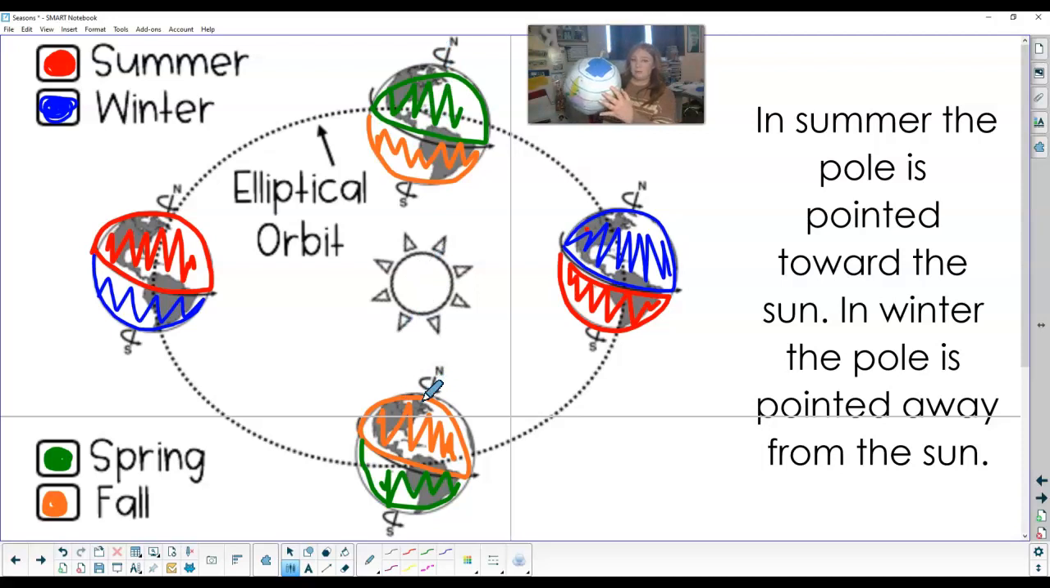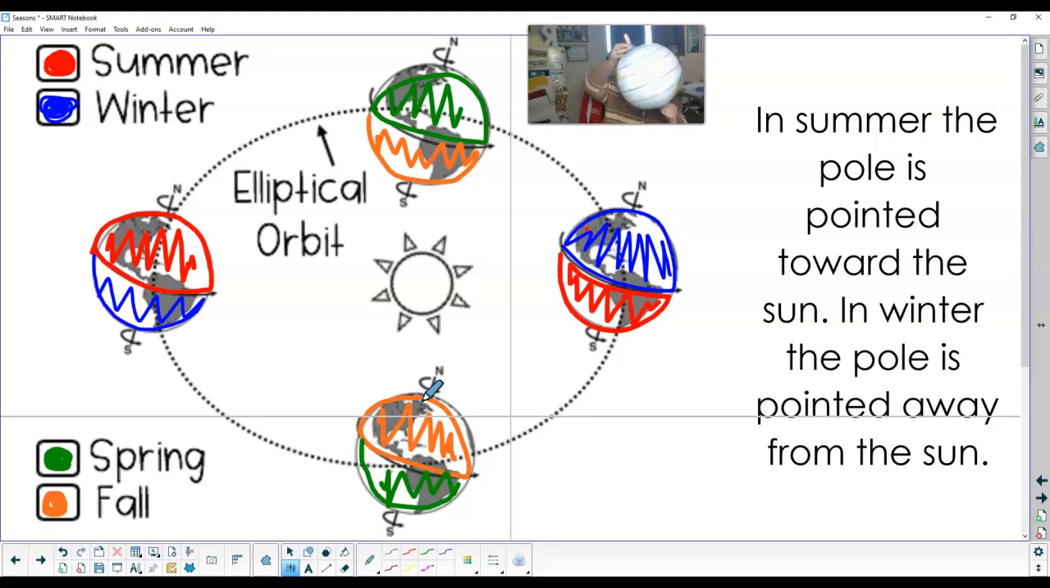Pointed toward it makes summer, pointed away makes winter, but it's the opposite for the other half of the earth. So if we're pointed toward the sun, then back here is pointed away, so it'd be having winter, summer, winter. Once it goes halfway around, then it does the opposite. Pointed toward the sun has summer, pointed away from the sun has winter. So that tilt really helps cause those seasons, right? And then we travel around the sun to get our summer, spring, winter, fall. So we need the tilt to give that unequal heating. Otherwise, we'd just always be the same.